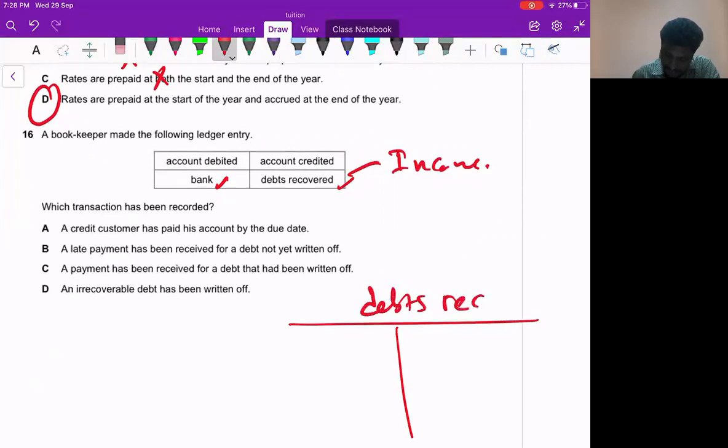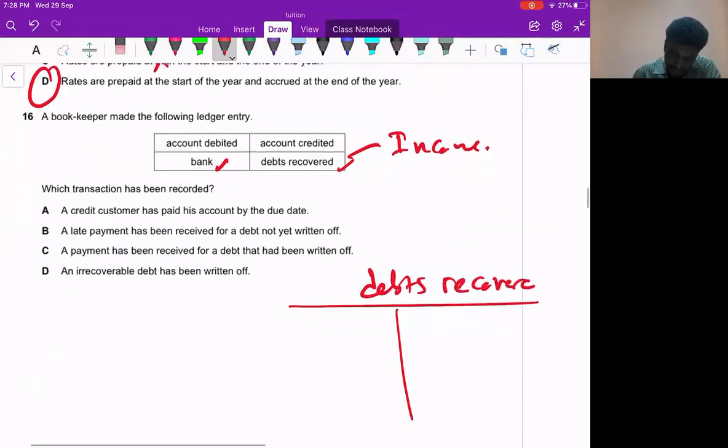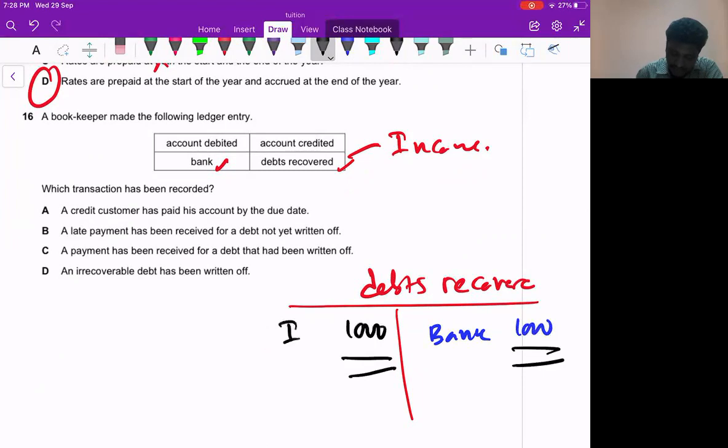Debt recovered account, and then it will be on the credit side because it's income. I write bank 1,000. That's it. Then at the end of the year you balance up the 1,000 and transfer it to the income statement. That's it. This is how the debt recovered account looks like.